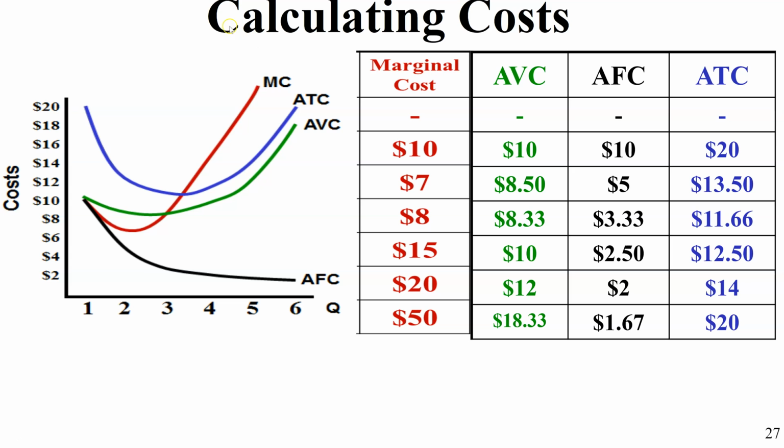And the reason for that is because of what we're seeing here with AVC and ATC. AVC, the average variable cost, has a little bit of cost savings here from 2 to 3 at 8.33, but then they experience diminishing returns setting in, and all of a sudden variable costs will start to rise. We can see now it's $10 and then $12, and will continue to rise as more quantity is produced.